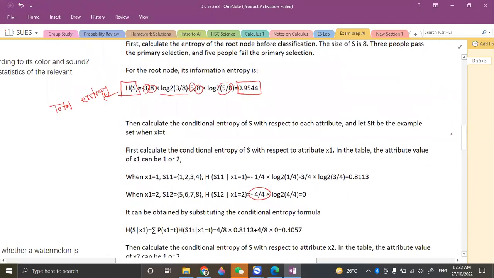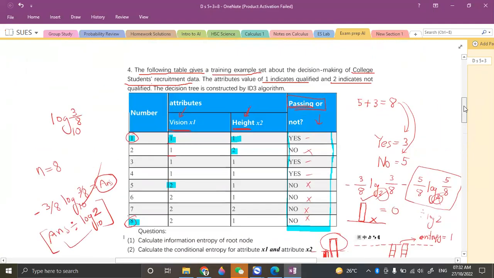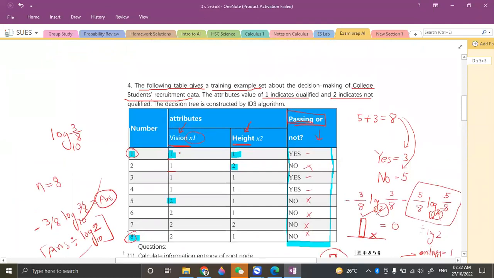Now let's find the conditional entropy. This part here is just the notation, you don't need to think about this one. It is saying that if x1 equals 1, that means here we have x1 and 1 is here: 1, 1, 1, and 1. So we have these 4. For these 4, we are now calculating the first attribute, that is vision, the students' vision.